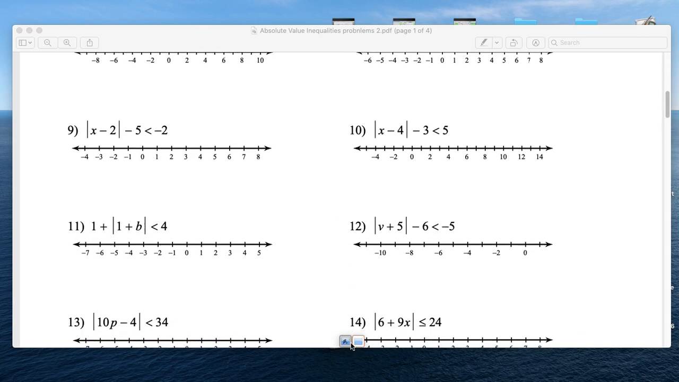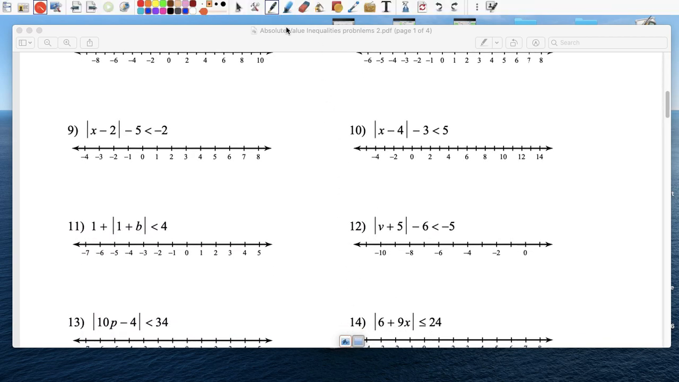Let me do 9. 9 is a little bit more. So 9 has absolute value of x minus 2 minus 5 is less than negative 2.